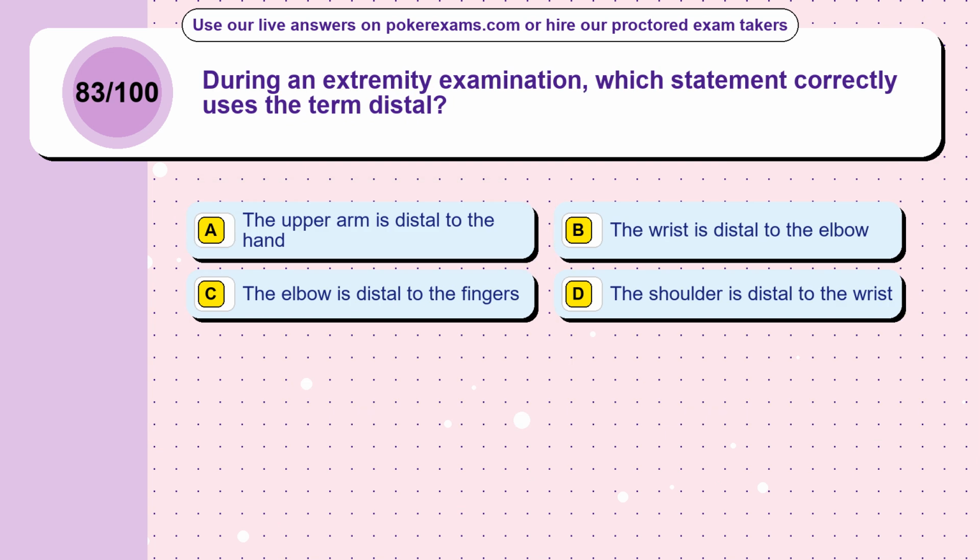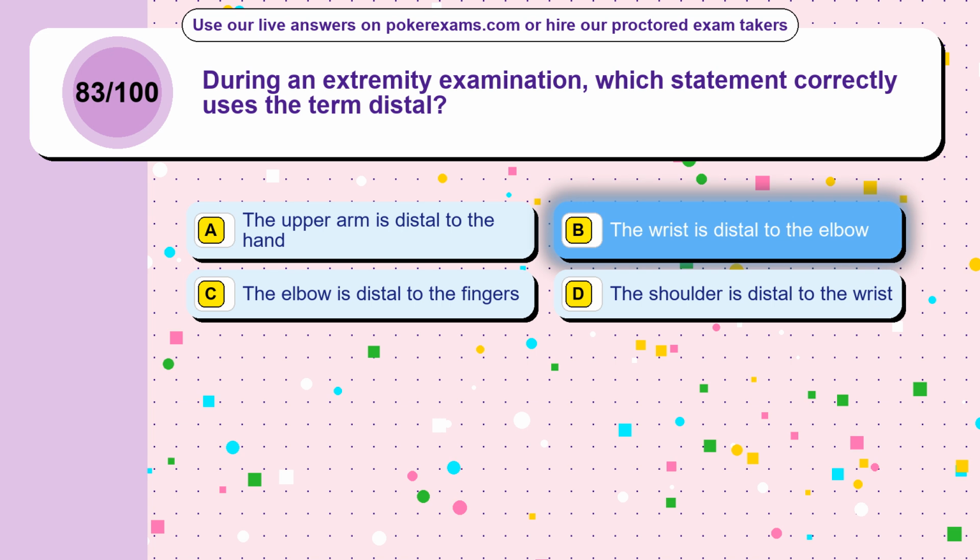Question 83. During an extremity examination, which statement correctly uses the term distal? Option A. The upper arm is distal to the hand. Option B. The wrist is distal to the elbow. Option C. The elbow is distal to the fingers. Option D. The shoulder is distal to the wrist.